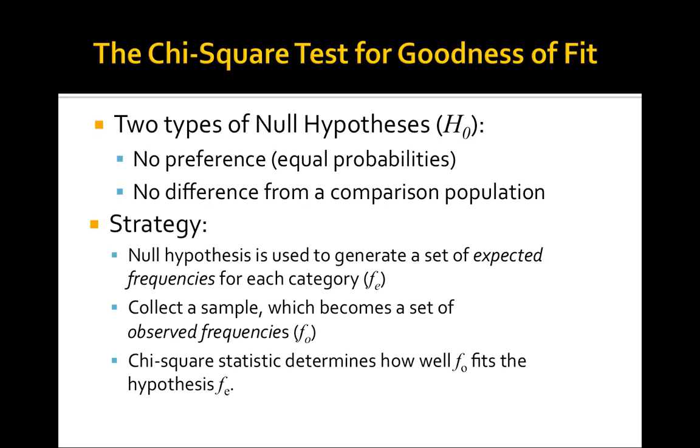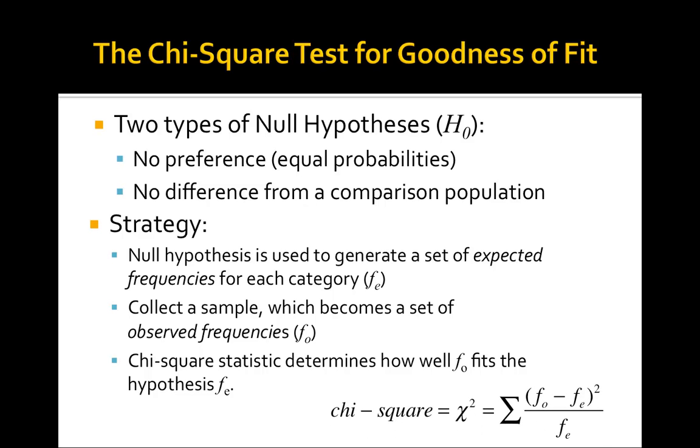So the strategy is, we use the null hypothesis to generate a set of expected frequencies for each category. Then we collect a sample. That becomes a set of observed frequencies. The chi-square statistic determines how well our observed frequencies fit the hypotheses by looking at the differences between the scores.